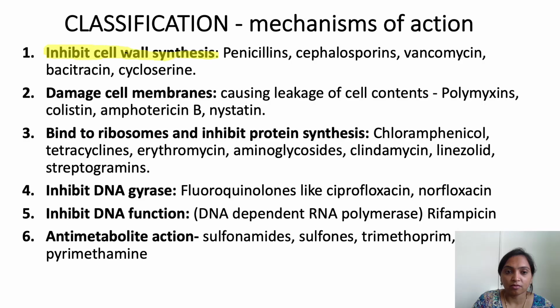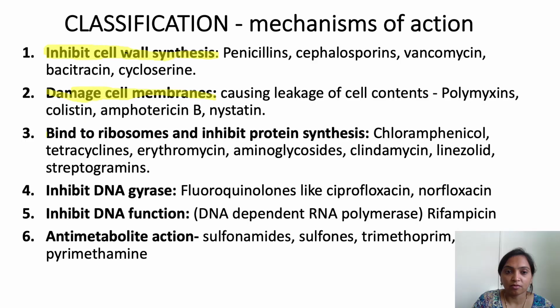Cell wall synthesis inhibitors are the penicillins, cephalosporins, vancomycin group of drugs, bacitracin and cycloserine. When you study them individually, you will understand in detail which step of the cell wall is inhibited. Some drugs damage the cell membrane by causing leakage in the cell: polymyxin, colistin, amphotericin B and nystatin. Very important.